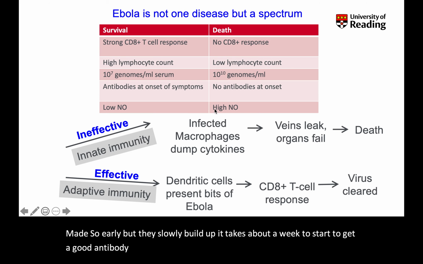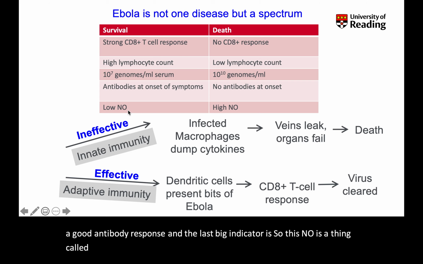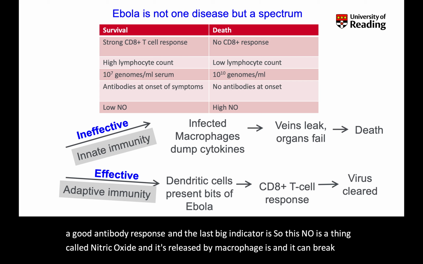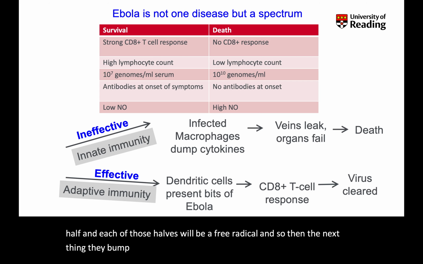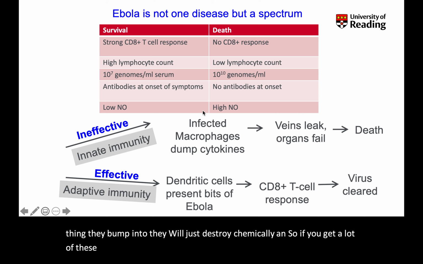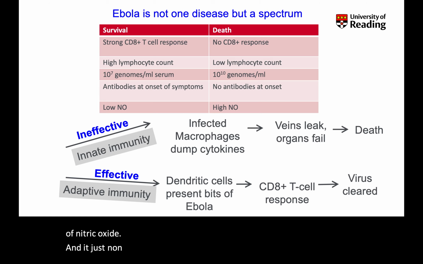And the last big indicator is NO, a thing called nitric oxide, and it's released by macrophages, and it can break in half, and each of those halves will be a free radical. And so the next thing they bump into, they will just destroy chemically. So if you get a lot of these aggravated, activated macrophages, they'll release a lot of nitric oxide, and it just non-specifically destroys the place where they are.